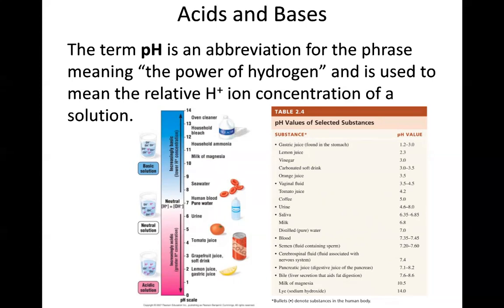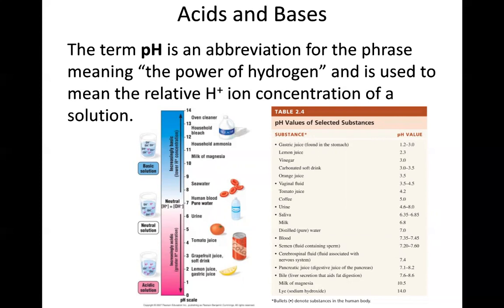You can see under the word neutral, it says hydrogen ions and hydroxide ions are equal. Anything above 7.0 is a base, which happens to be color blue in this picture. The farther you get from 7, the stronger the base is. So 7.1 is a very weak base.